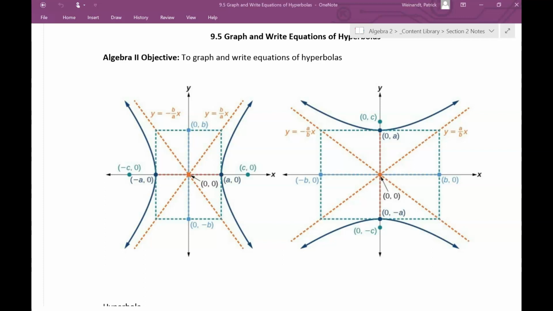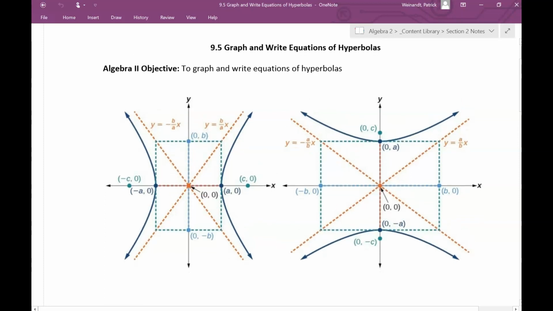Hello, Algebra 2 students. Today we're going to work on graphing and writing equations of hyperbolas. And our objective is going to be, again, to do just that. So if you think back to yesterday, we were working on graphing ellipses. In this whole section, we're basically just working on graphing conic sections. Towards the end, we'll talk about what that means tomorrow, a little bit more in depth, I guess. And yesterday we were graphing and writing equations of ellipses.